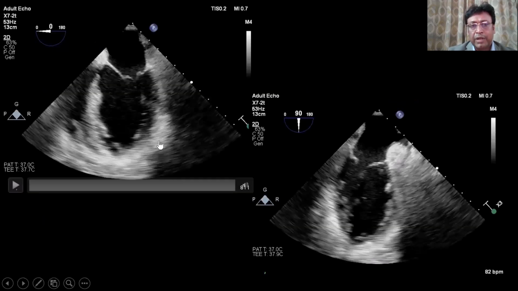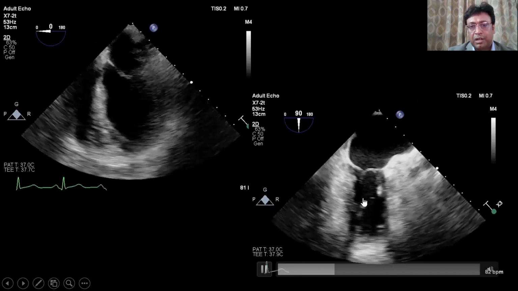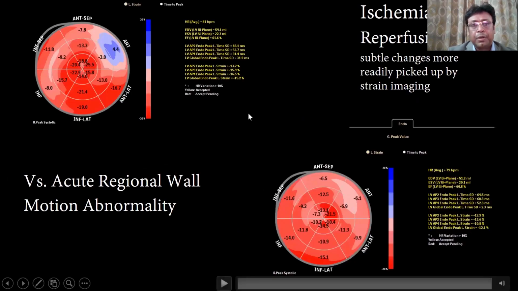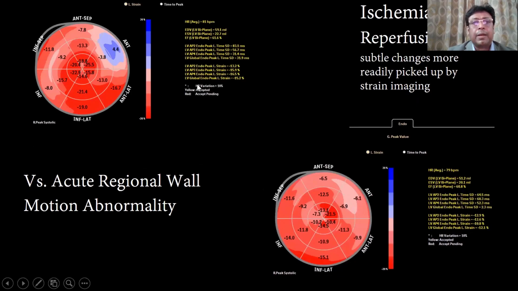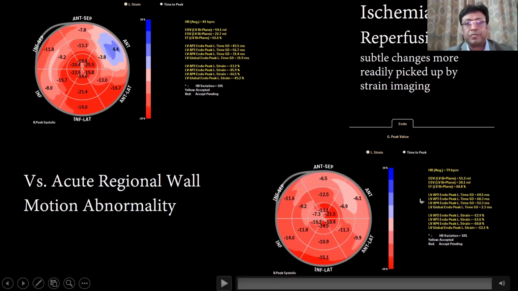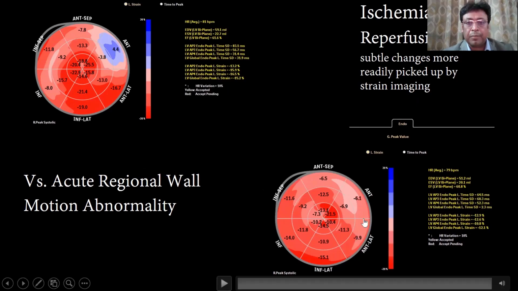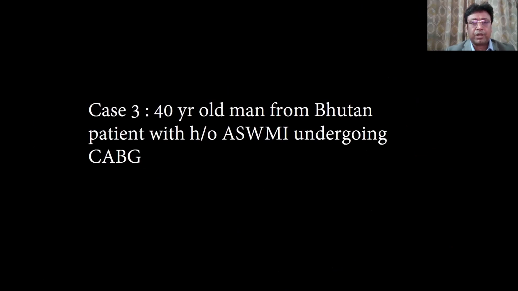So on the 2D echo, you cannot differentiate post grafting. It was almost normal. And if you look at the bullseye and the global longitudinal strain, see, it has gone down from minus 15 to minus 12%. And if you look at the overall color pattern, color coding, it is more pale in the basal and mid anterior, anteroseptal walls area.